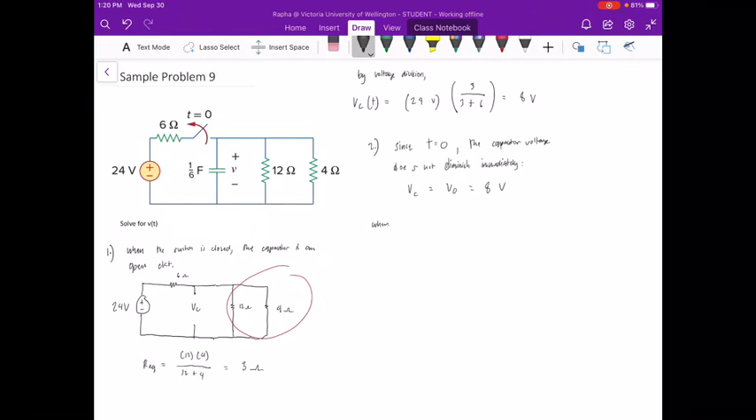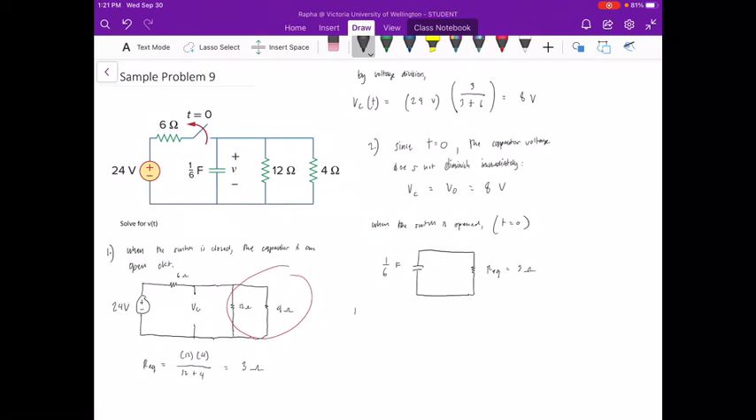When the switch is opened at t is equal to 0, our circuit will be redrawn in this manner. So we have a capacitor which is valued at 1 over 6 farads, and then our Req, which we solved previously to be 3 ohms.